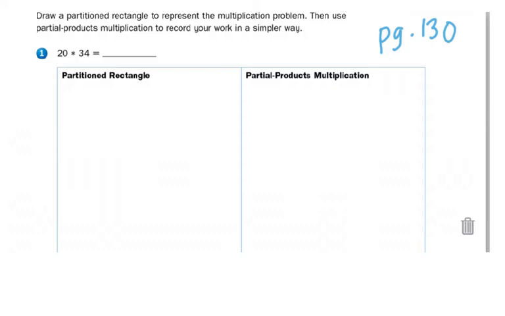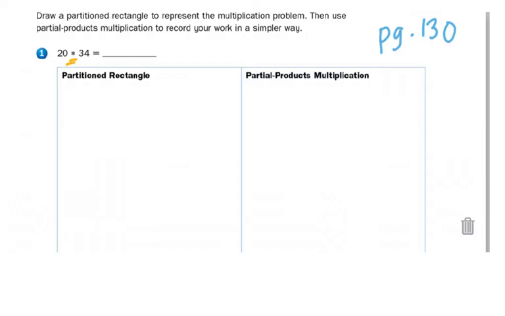So for number 1, we're going to take 20 times 34. That asterisk that you've seen many times is the same as multiplying. It's just another symbol. We've done partitioned rectangles as well as partial products. We will do traditional multiplication, so if you're wondering, we will get to that, but just be aware that this will help you understand more complex algorithms if you understand partial products.